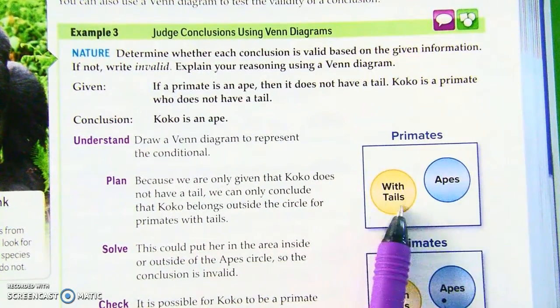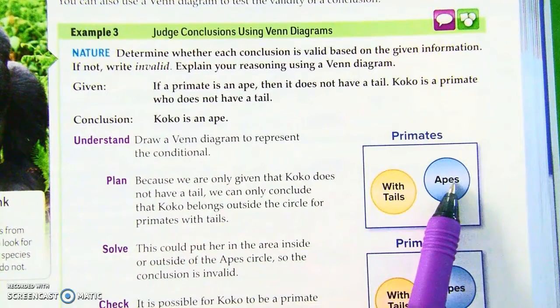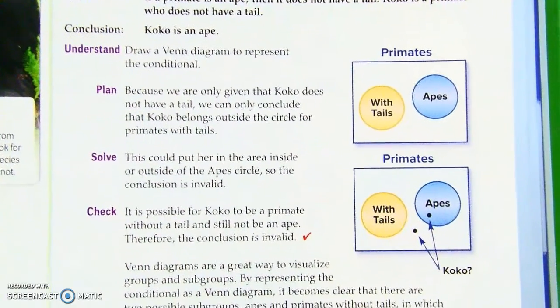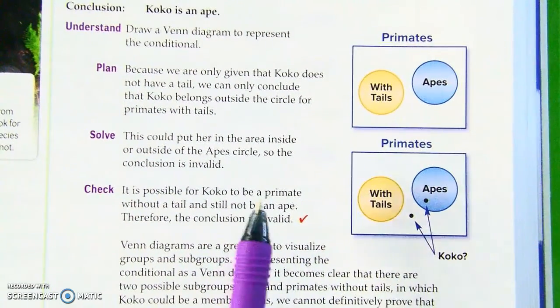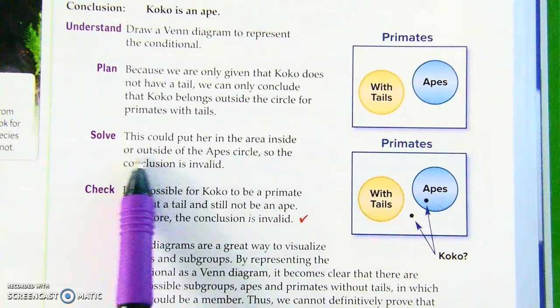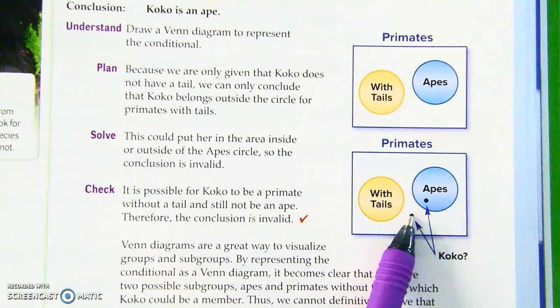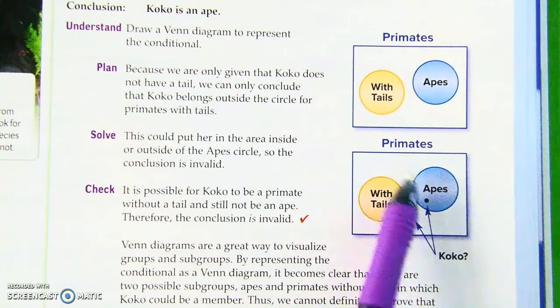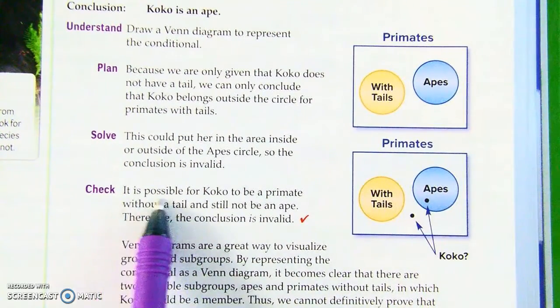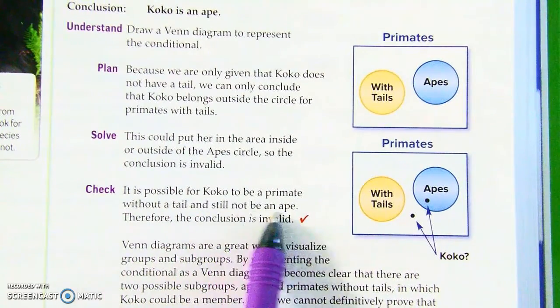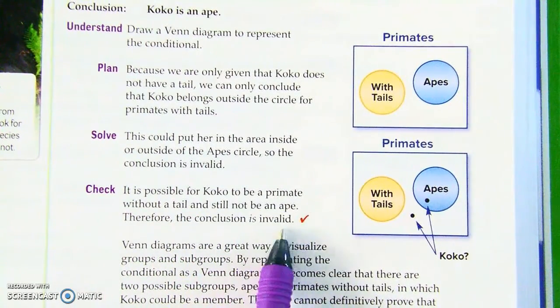So we got one with tails. These are all primates. There's apes that are primates, and then there's ones with tails, and these are ones usually without tails. So here we go. This could put her in the area inside or outside the ape circle because both are true in that scenario. So does that necessarily mean that Coco could be a primate? The answer is that it is possible for Coco to be a primate without a tail and still not be an ape. Therefore, the conclusion is not valid.